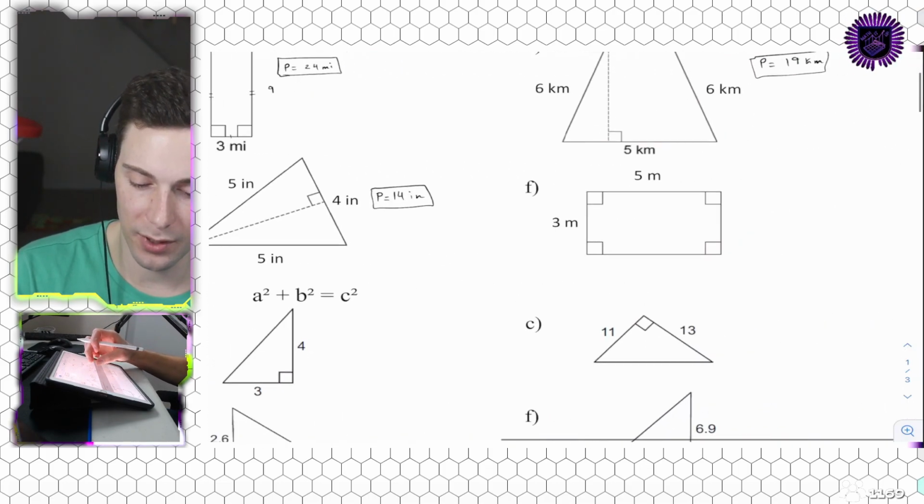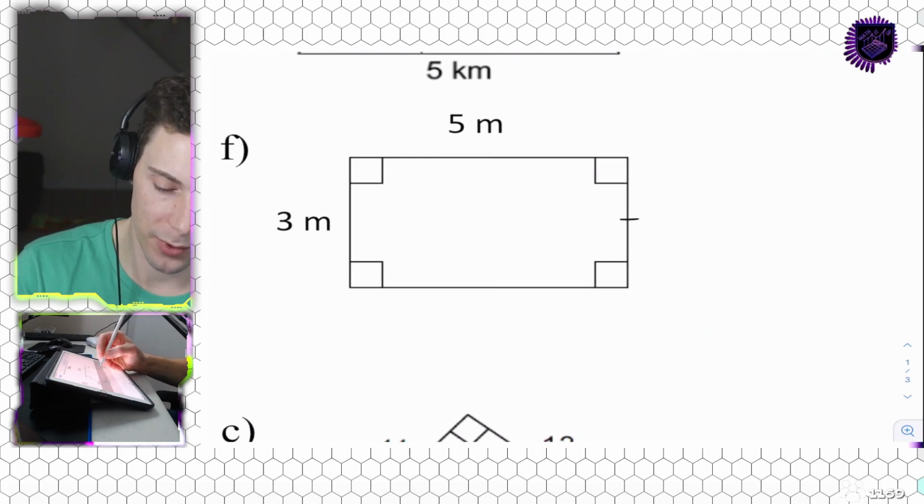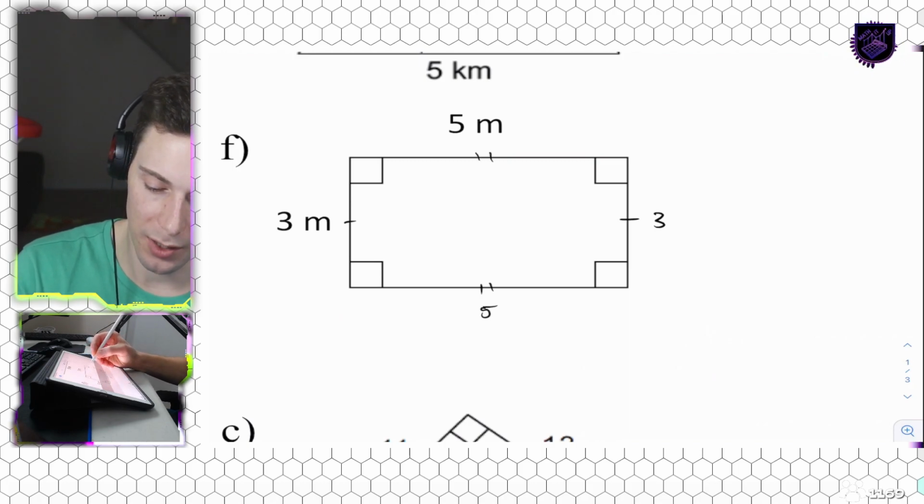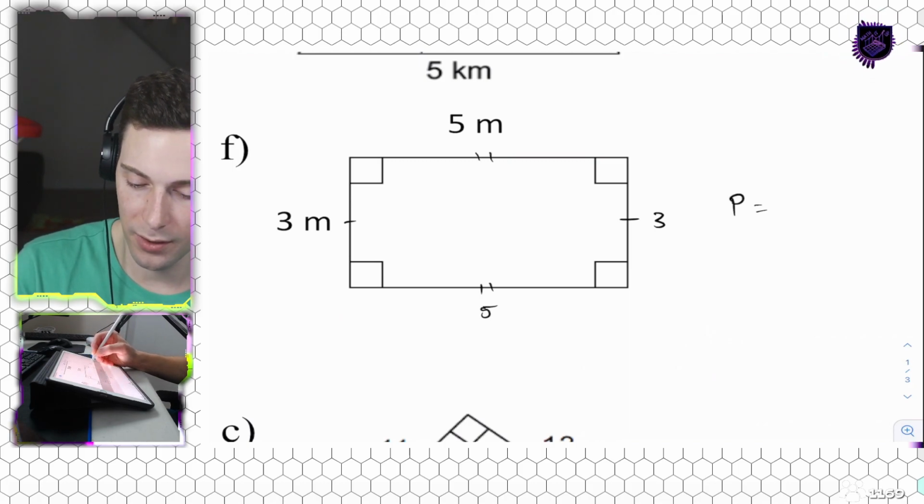The last one is a wonderful rectangular shape. We have 3 and 3 and 5 and 5. So this is going to be a perimeter of 16 meters.